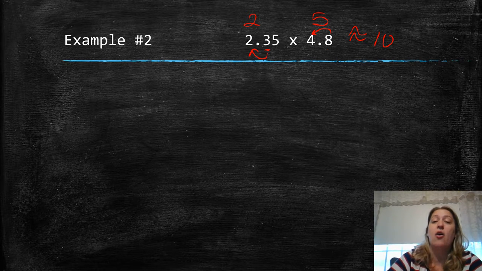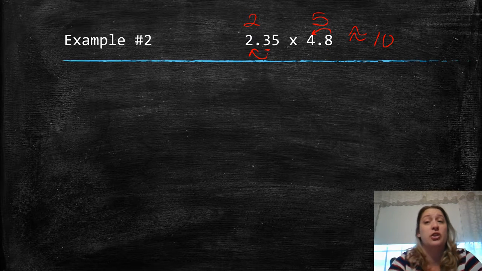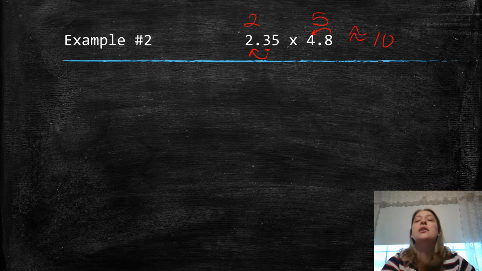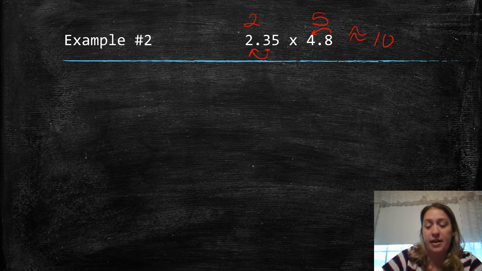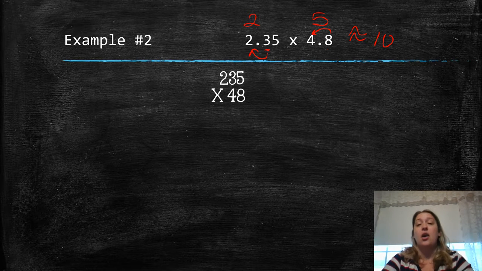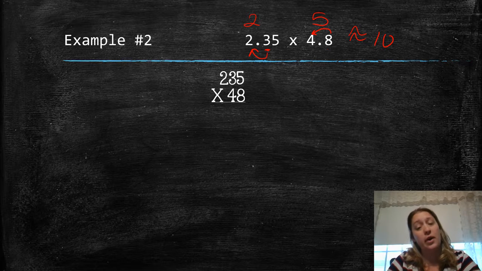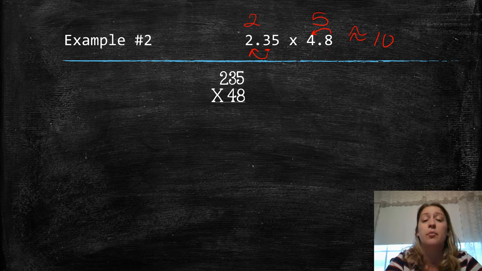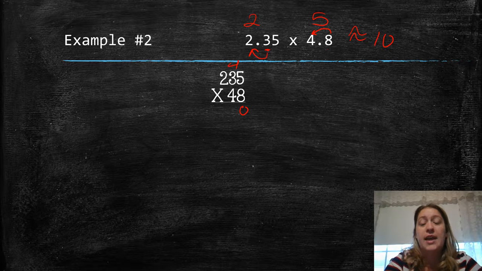So let's figure it out. Now, this is an approximation. Remember, it's an estimate. So we're going to take our numbers and rewrite it. We drop our decimals, we don't worry about them, and we multiply like we normally would. 8 times 5 is 40. 8 times 3 is what?